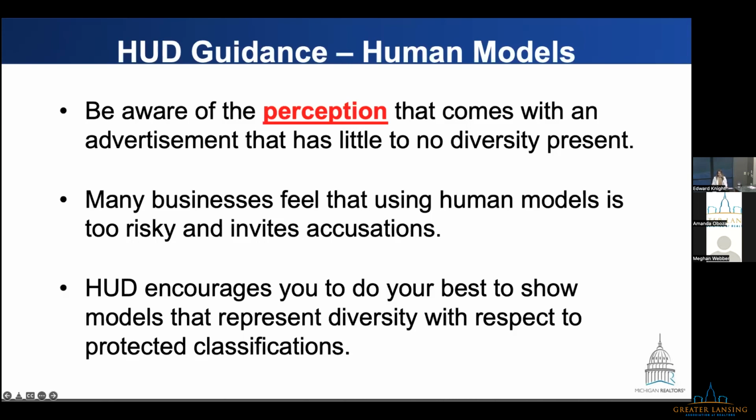Fair housing advocacy groups are out there and they are monitoring for lack of diversity, and they are looking for patterns in advertisements that highlight certain protected classes, and they are looking for the use of human models that target certain demographics.